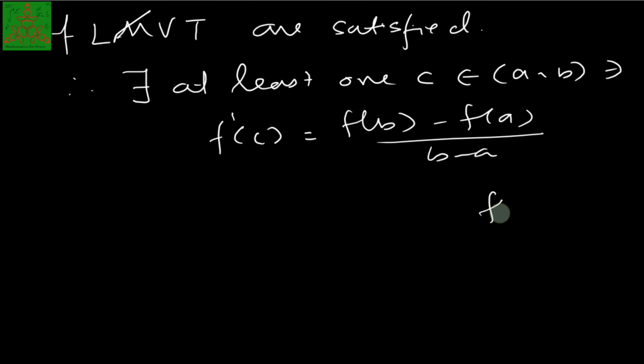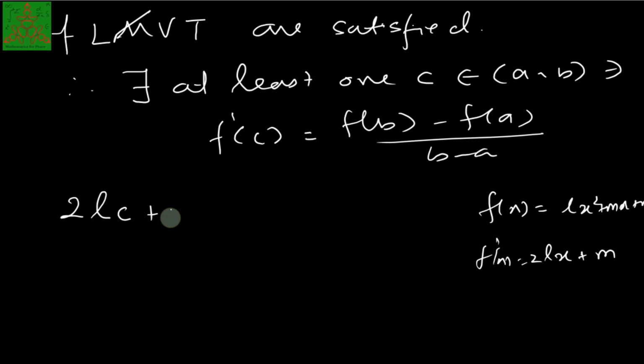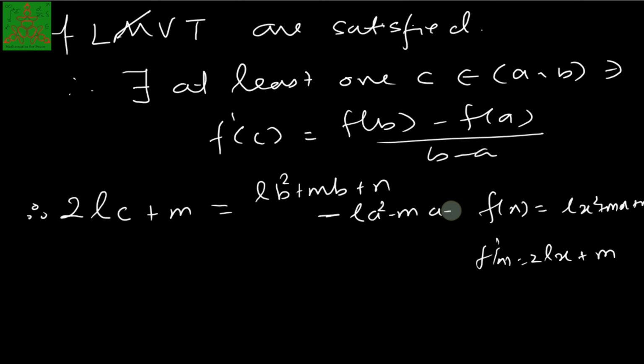What is the function f we have been given? The function f is l x squared plus m x plus n. So what is the derivative of that? It is 2 l x plus m. That is the derivative, so f'(c) gives me 2 l c plus m, where c is some constant, which is equal to f(b), that is l b squared plus m b plus n, minus l a squared minus m a minus n, upon b minus a.